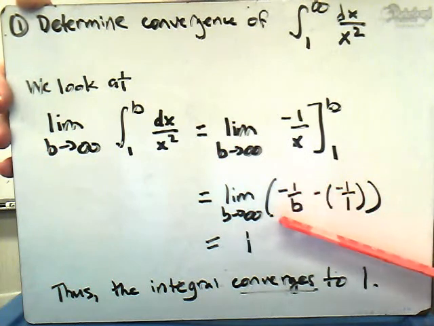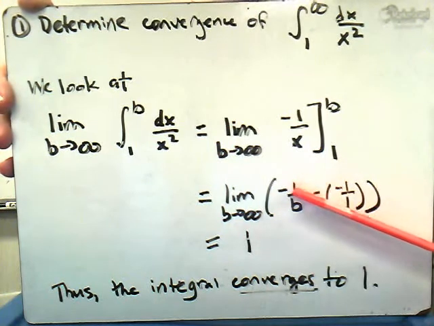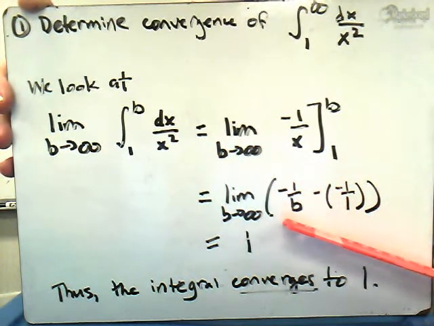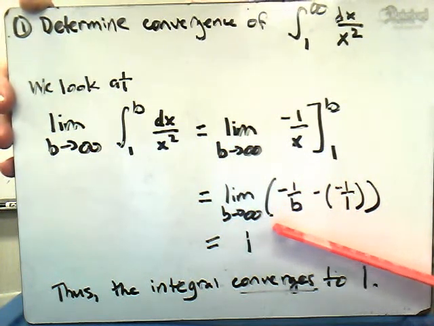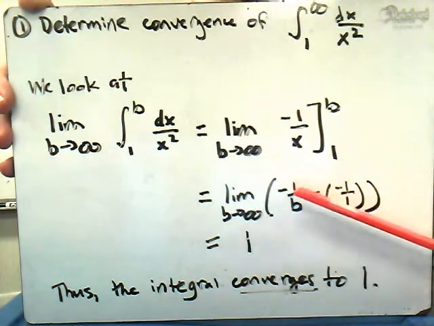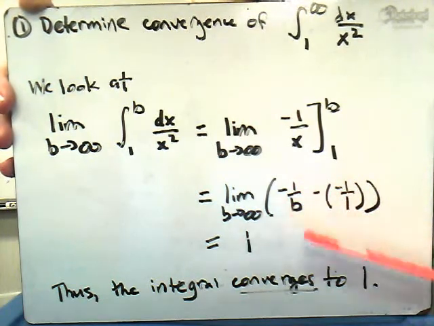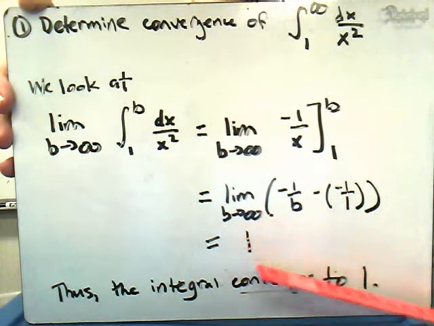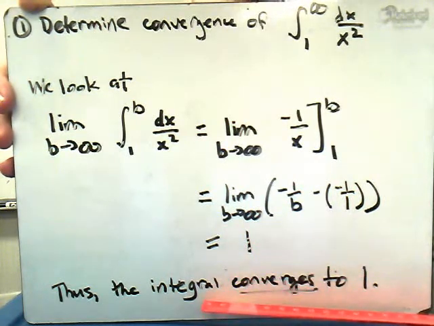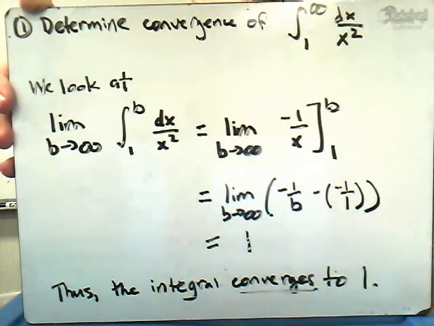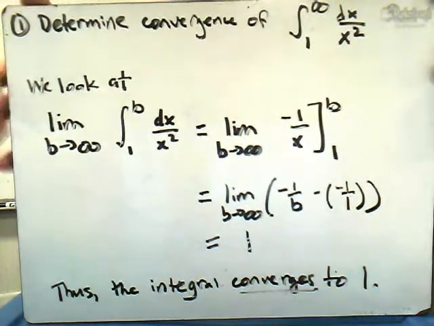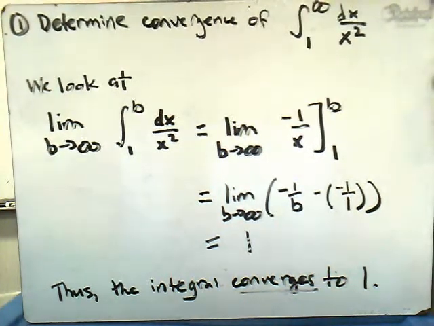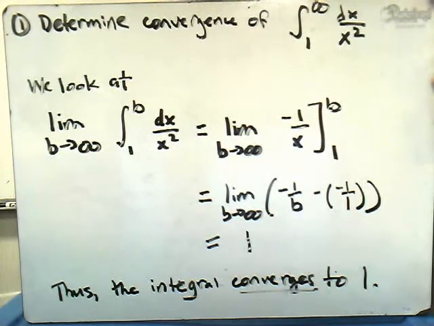We'll find out that we will evaluate some common limits that we should know. In this case, the b to the first offers the higher degree, and so the limit as b goes to infinity of negative 1 over b is 0, and then we're just left with 1. Thus, we say that the integral converges to 1. In other words, as the upper limit goes to infinity, the value of the integral levels off at 1.